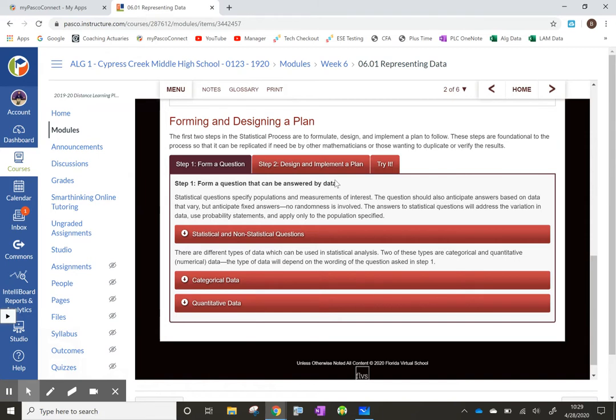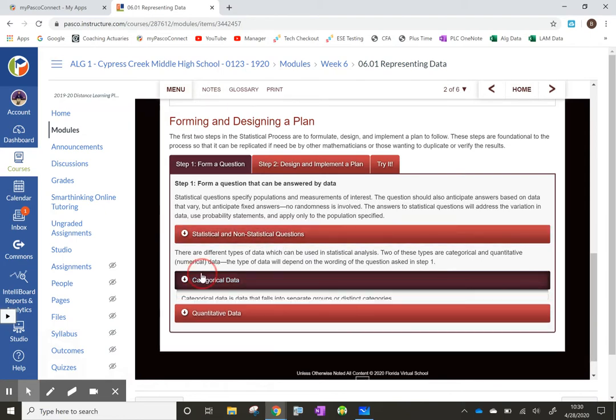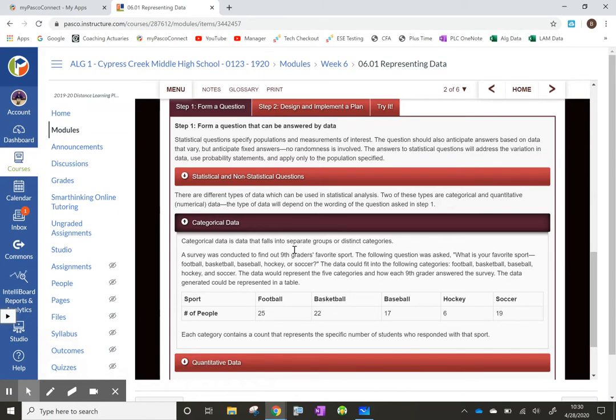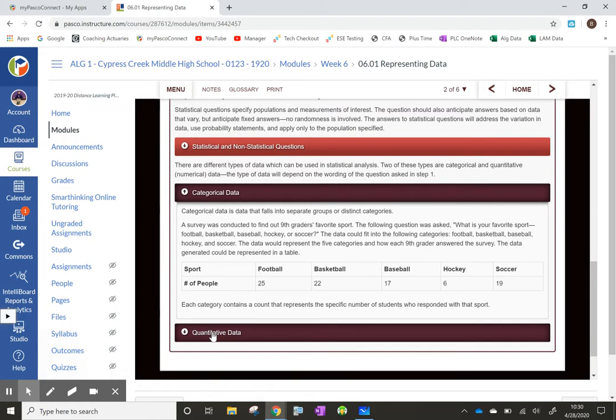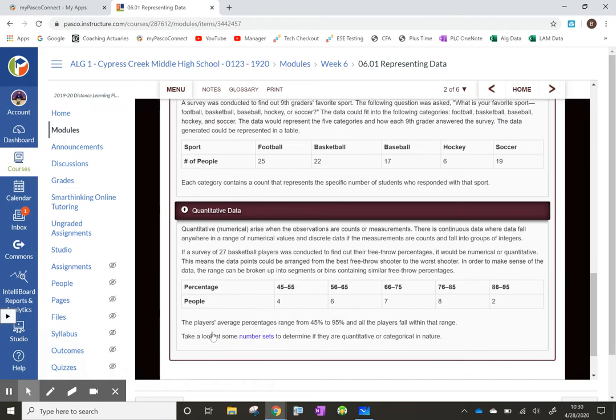Now, there are 2 types of data that you need to keep in mind, and that's categorical and quantitative data. Categorical data is things that can be broken into groups, into categories, like favorite sports or favorite color or eye color. Quantitative data is things that are more numerical, like heights, percentages, things that you would measure, distances maybe, things that can be broken into ranges of values.